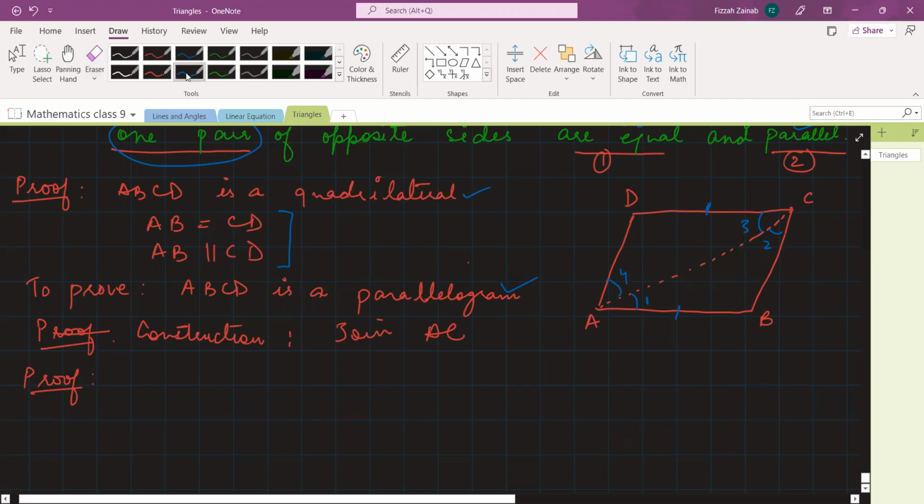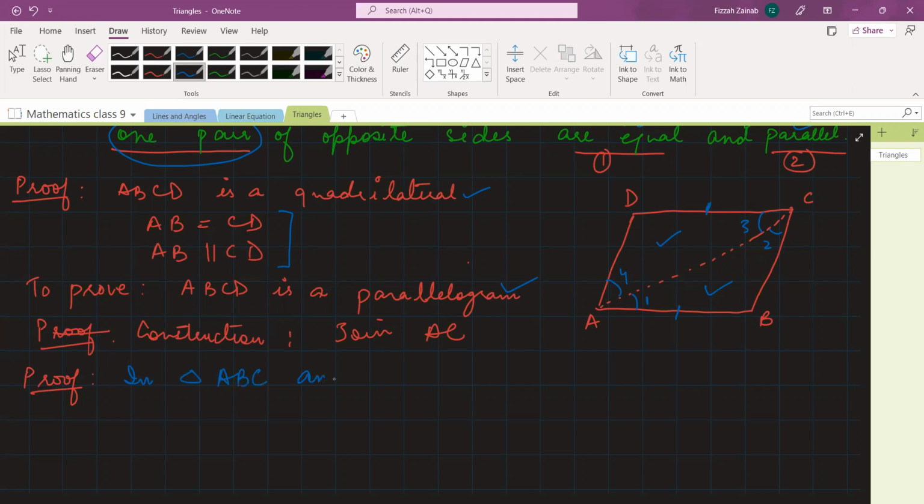Right. Now, angle 2 and angle 4 are part of triangles ABC and ADC, correct? So if somehow we show that this triangle is congruent to this triangle, then by CPCT we can say angle 2 is equal to angle 4, right? So the first step is to show that the two triangles are congruent. Is that clear? So we take these two triangles, triangle ABC and triangle ADC.